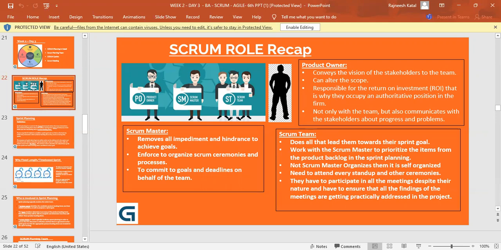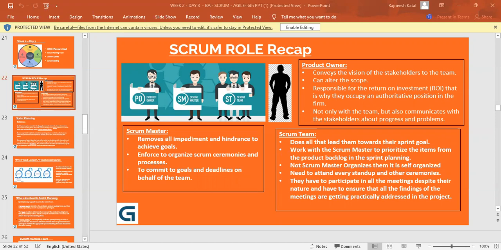Brief. The first point is that the Scrum Master removes all impediments and hindrances to achieve the goals, because the Scrum Master's role is to remove any backlogs or issues to achieve the goals.